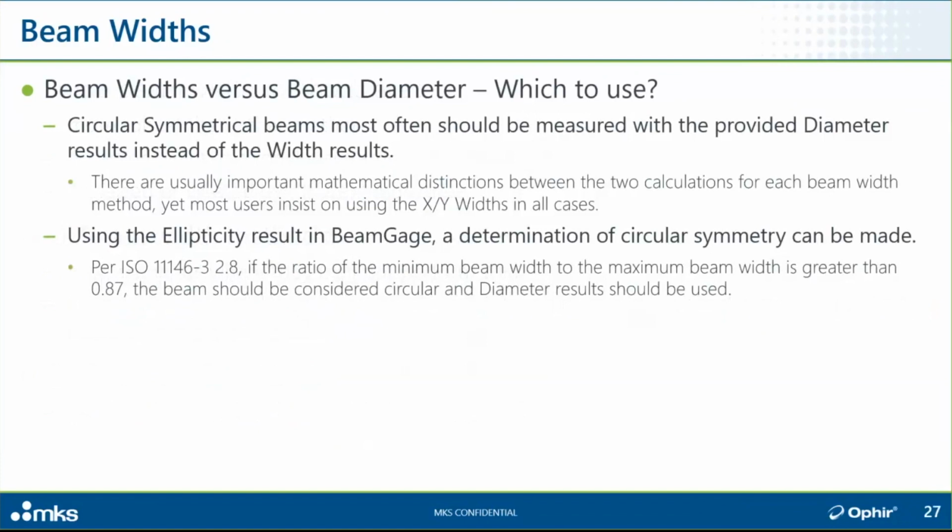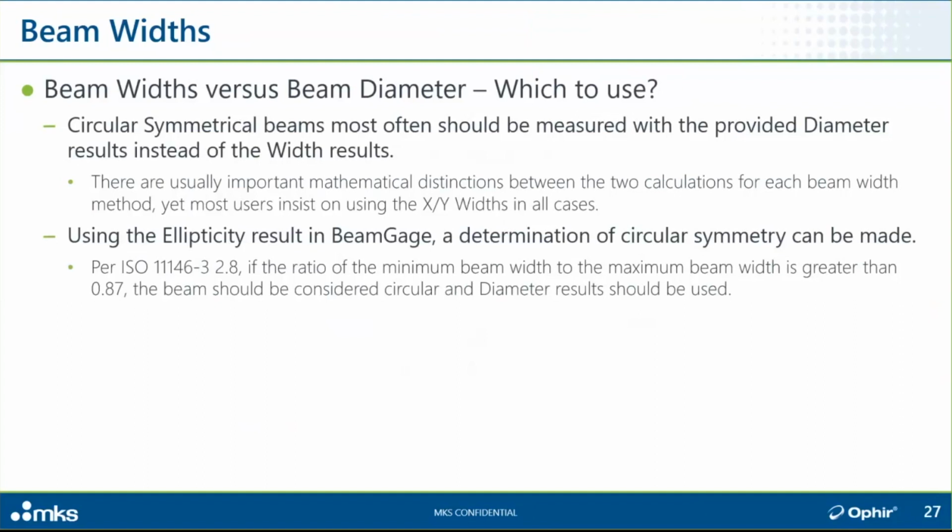Before we talk about each method, we wanted to introduce the difference between beam widths and beam diameter. If you've looked at BeamGage or competing products, you'll notice there are both beam widths and beam diameter. Why would you use either of them? The diameter methods are intended to be used with circular symmetrical beams. There are often important mathematical distinctions between the diameter method and the width method. Even so, we see a lot of users just use the XY widths in all cases, but there are different methods and different conditions where that is not the correct action.